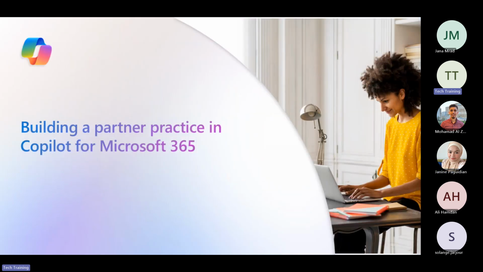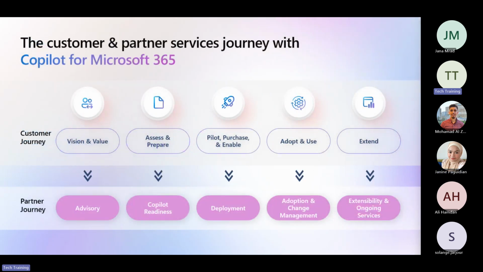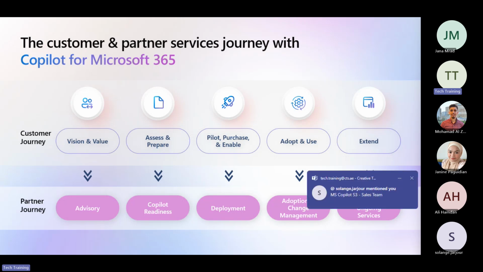Okay, now if we need to go to a partner and sell the partner this product, there is a roadmap we should follow. We have here the customer journey and the partner journey, which align together. The first is the vision and value: we will show the customer the vision and the value of the product. This product will do this and that for you. And this is where we use what we have learned within the previous two sessions.